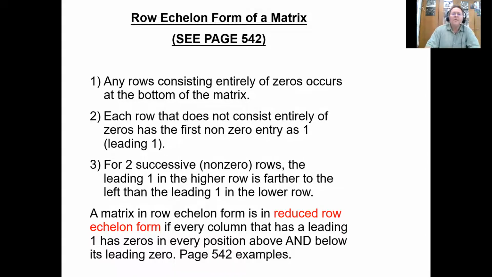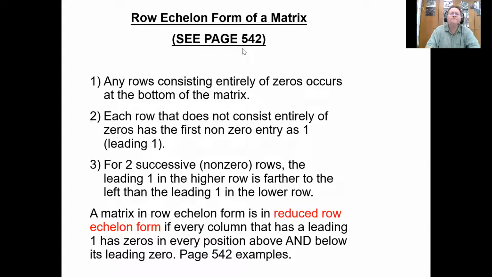But anyway, here's what it means for something to be in row echelon form. There's also something called reduced row echelon form, but let's talk about what row echelon form looks like. First of all, any row that consists entirely of zeros must be at the bottom of the matrix. It must be. So let's look at the examples they give us on page 542, just that one. Any row that has all zeros has to be at the very bottom.